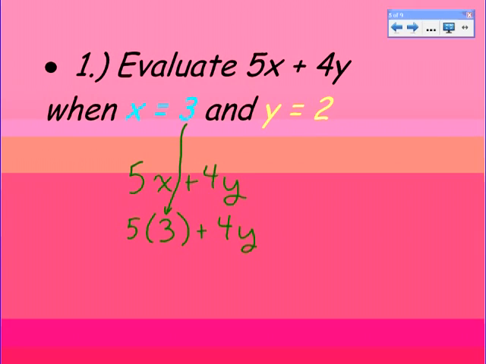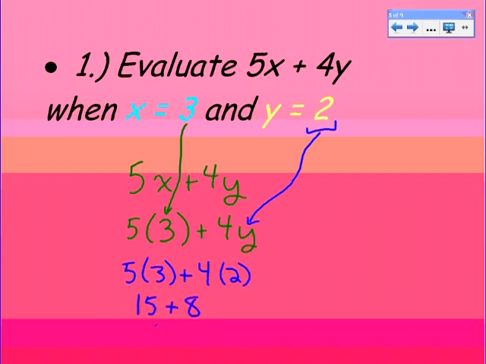Okay? Now we could simplify it now, or we can substitute the next part. Y equals 2. We got to make sure now we take this 2 and we put it in where my y is. So I'm going to have 5 times 3 plus 4 times 2, and I'm going to have to simplify. Well, we'll go back to order of operations. 5 times 3 is 15. 4 times 2 is 8. And the last step, when we add them together, 15 plus 8 equals 23.